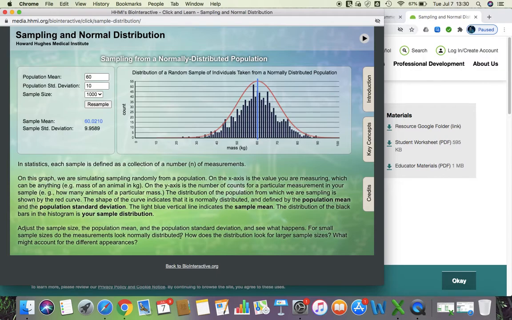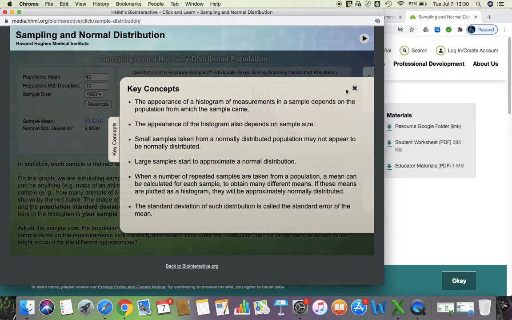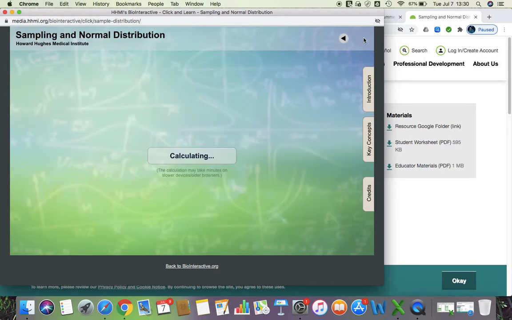Okay. So down here it says, for small sample sizes, do the measurements look normally distributed? How does the distribution look for larger sample sizes? What might account for the different appearances? So these are the questions that you need to try to investigate a little bit. If you have questions about the key concepts, they're right here. You can go ahead and click on that and you'll be good to go. Hopefully there are no questions about that.